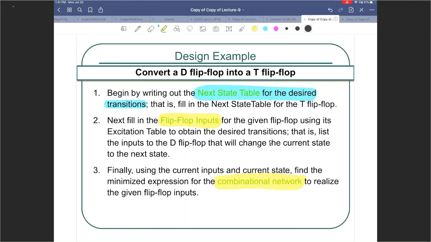So we have gone through these steps. These are just detailing the steps out in words. All right.